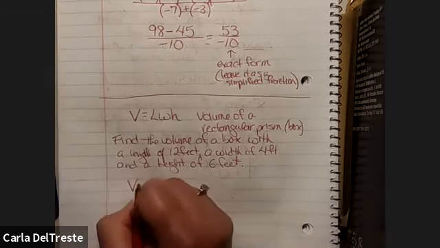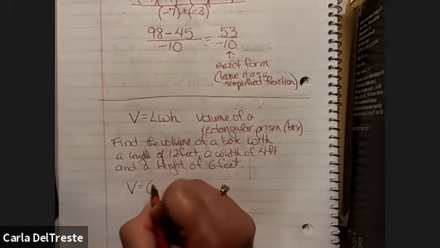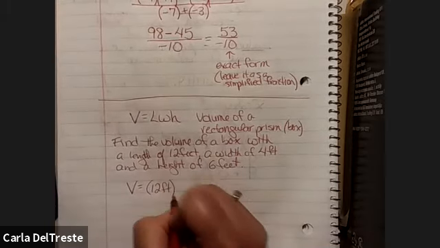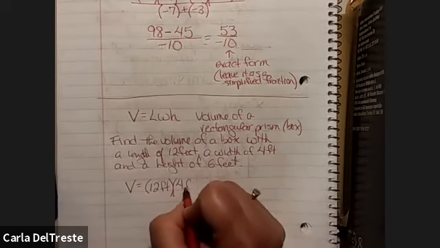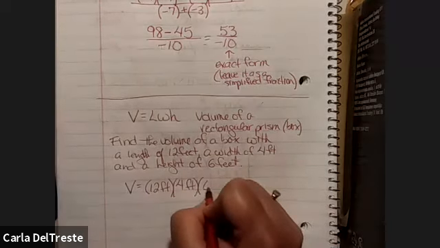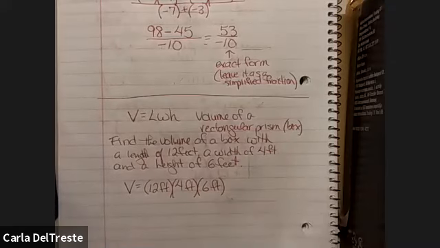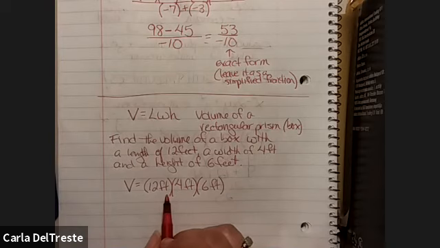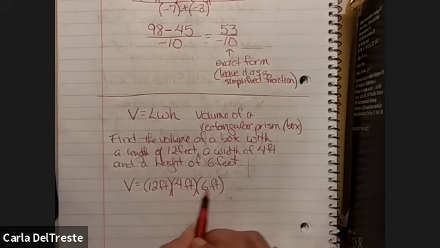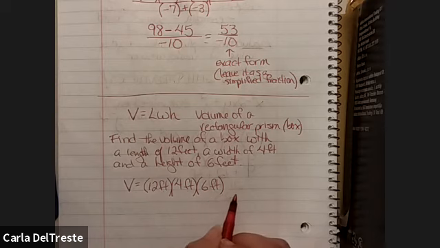So I'm going to plug them in. This is going to be 12 feet, and I am going to put the units in, times 4 feet, times 6 feet. The reason why I'm putting the units in is because the units will matter in the final answer. This is feet times feet times feet, which will be feet cubed. You're talking about cubic feet for volume. So that should make sense.